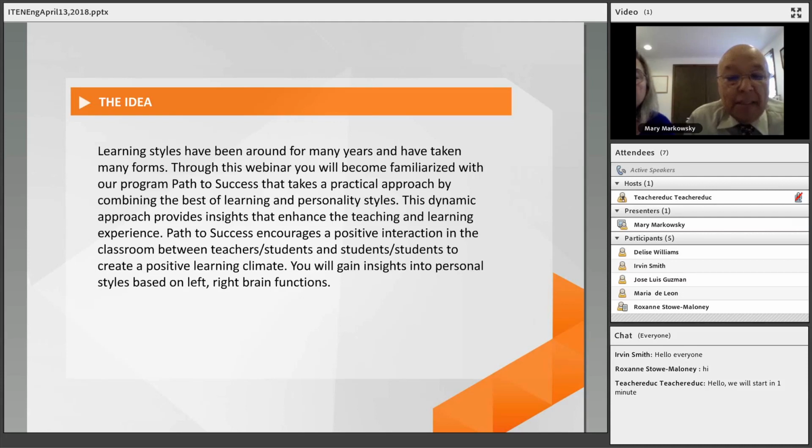You will gain insights into personal styles based on left and right brain functions. And if you think about differentiating instruction, and how differentiating instruction tends to look at the skill level of the students, what we're discussing today is another tool that you can bring to it, to also include looking at the child's predominant personality and how that predominant personality lends itself to learning and instruction and so on for success.